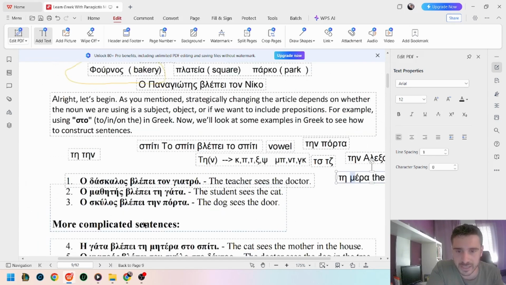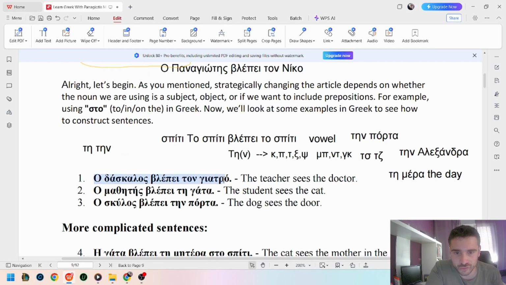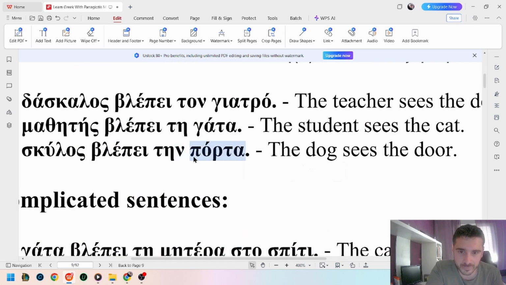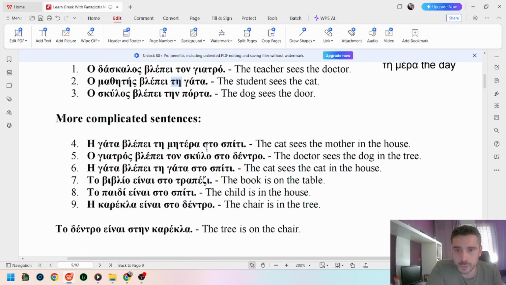So let's see some examples. How will we say the teacher sees the doctor? Ο δάσκαλος βλέπει τον γιατρό. The student sees the cat. Ο μαθητής βλέπει τη γάτα. You see, here we say τη because it starts with a gamma. The dog sees the door. Ο σκύλος βλέπει την πόρτα. But here we use the ending ν. Okay, so actually this is the same article, but we just here use the ending ν and here not. So τη versus την.